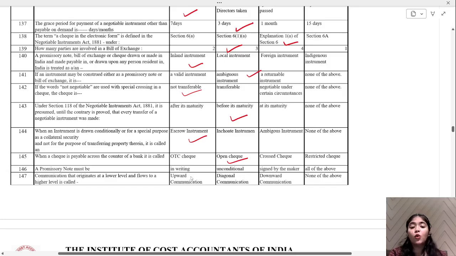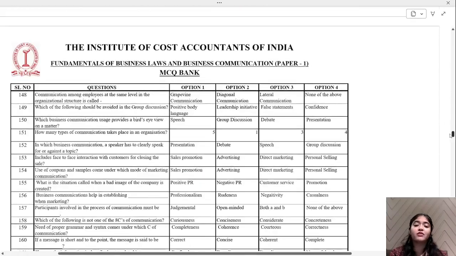A promissory note must be in writing, unconditional, signed by maker, or all of the above. It should be all of the above. In writing, unconditional, and signed by the maker. Communication that originates at a lower level and flows to a higher level is called as upward communication. Option number 1. Okay, let me scroll a little. We are on to last few questions and then we'll be done with this.